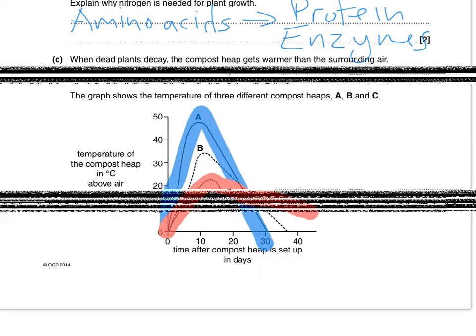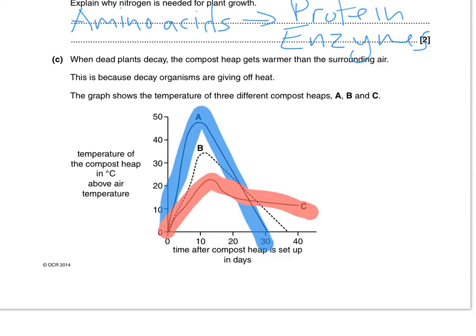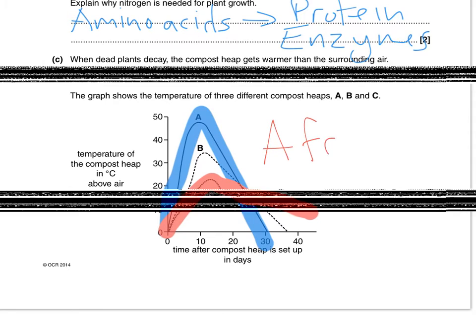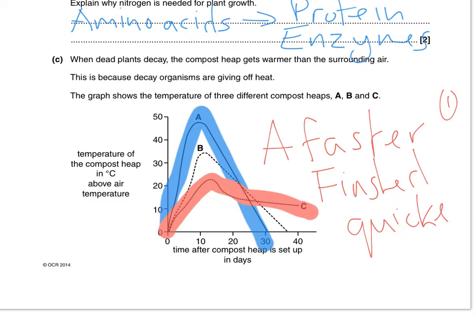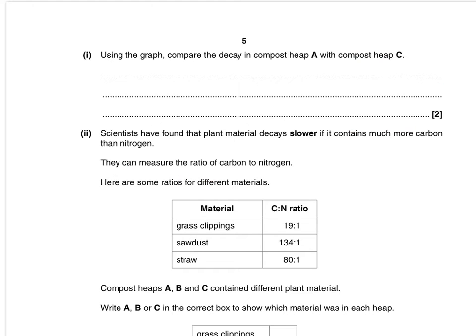All you need to say to get your 2 marks for this is that the decay in A is faster, which is 1 mark, and then the second mark is to say that it finished quicker. And there's your second mark, 2 marks out of 2. So easy on that one, guys. It's giving you all the answers in this graph, and all you have to do is put it into words. Okay? Brill. So that's the question we've just done.